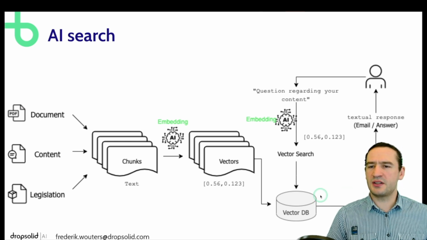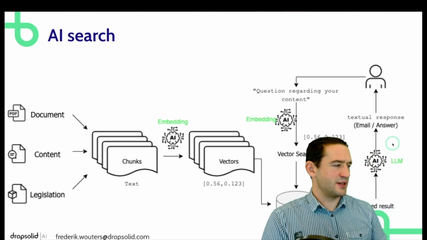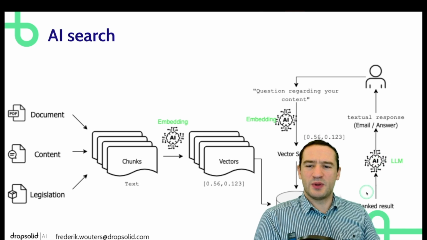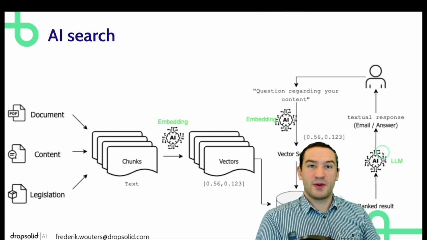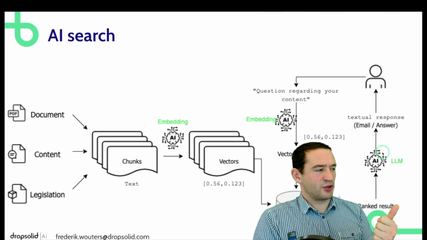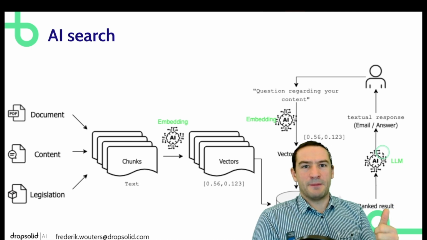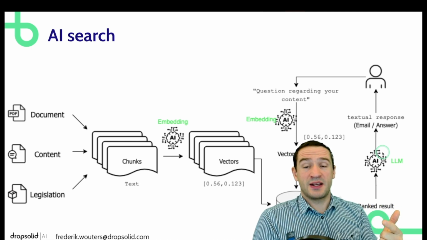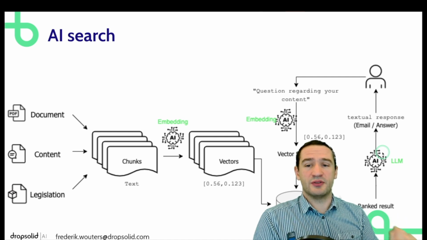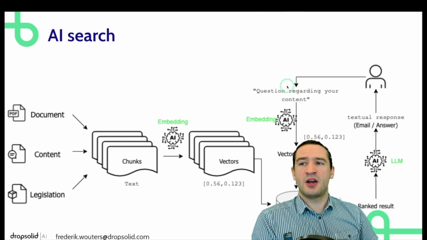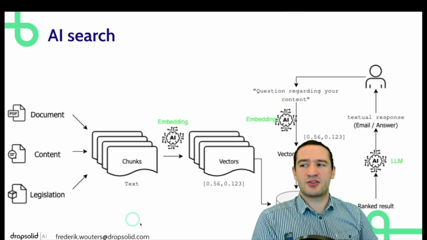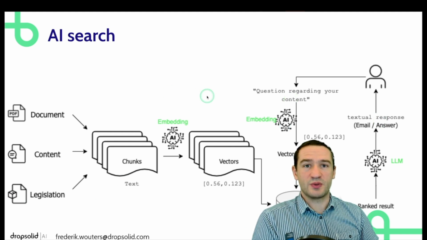The relevant articles will then be given to the LLM. The language model will then get a prompt. Okay, I've got this question, I've got these relevant articles. Can you generate an answer based off of these sources and add the URL? This is what the LLM will do, and this gives you a textual answer to your question that is based on the content for sure, because we know it.